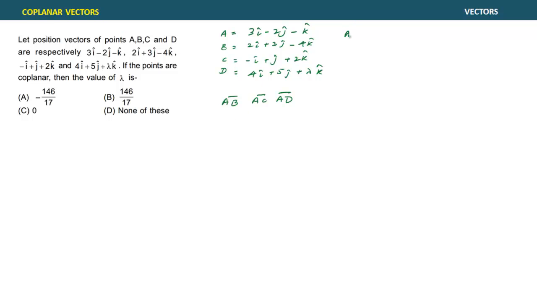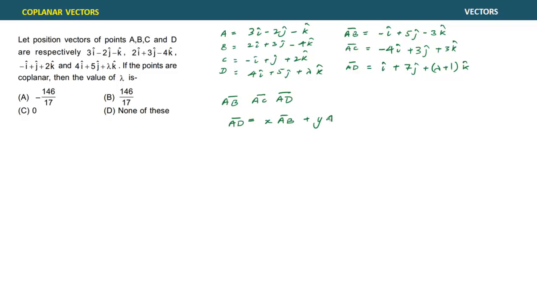So what will be AB vector? AB vector will be position vector B minus position vector A, right? So it will be minus i, then plus 5j. I'm just solving one so that you can understand. So B minus A, this minus this, this will be minus 3k, right? And similarly, you can then find your AC and your AD vectors as well. So now these are the line vectors that you will be using, and if we want to prove that they are coplanar, I can say that AD vector can be written as x times AB vector plus y times AC vector, where x and y are scalars, right.